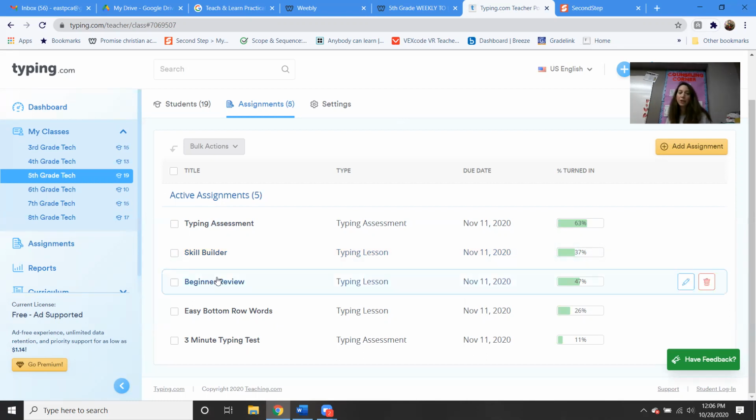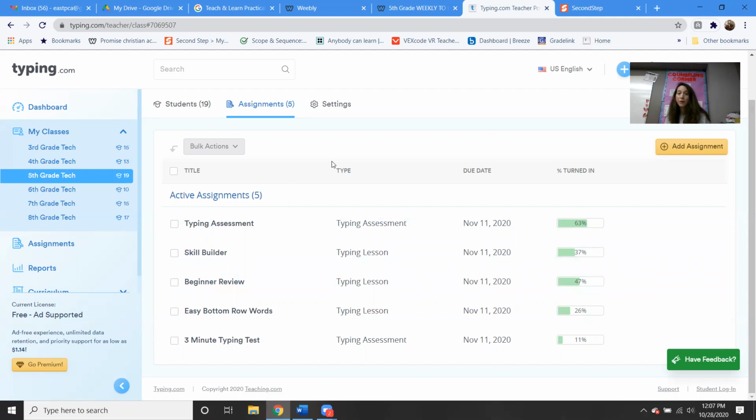Then we had the beginner review, and again, that one was pretty straightforward, just reviewing typing. We had easy bottom row words, which was again very simple, just building up your typing skills. And then this week, the 3-minute typing test.